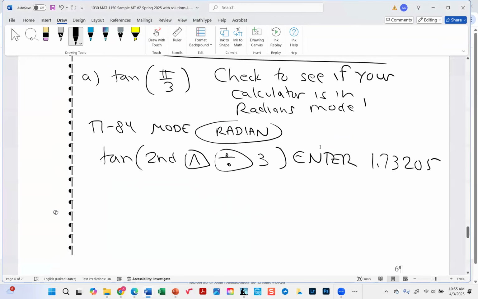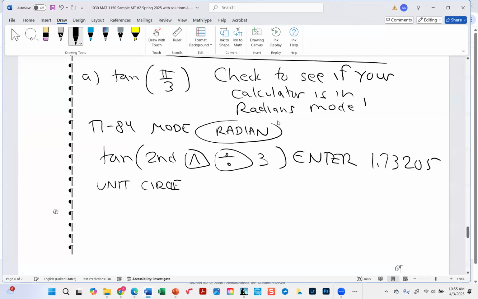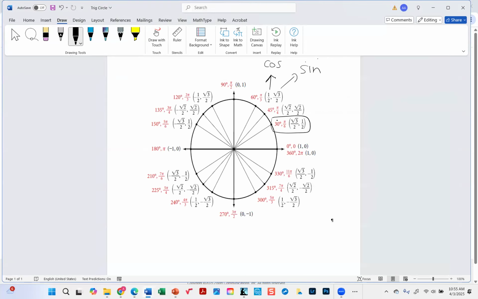So if you'd rather do this with the unit circle, what you have to do is go to pi over 3, which is here. And you'll notice that according to this, the cosine of 30, not 30, sorry, pi over 3. Oh, I think I'm looking at the wrong one. Wait a minute, hold on. Yes, I am. Hold on a second. Sorry about that. No, pi over 3 is this one. That's better.